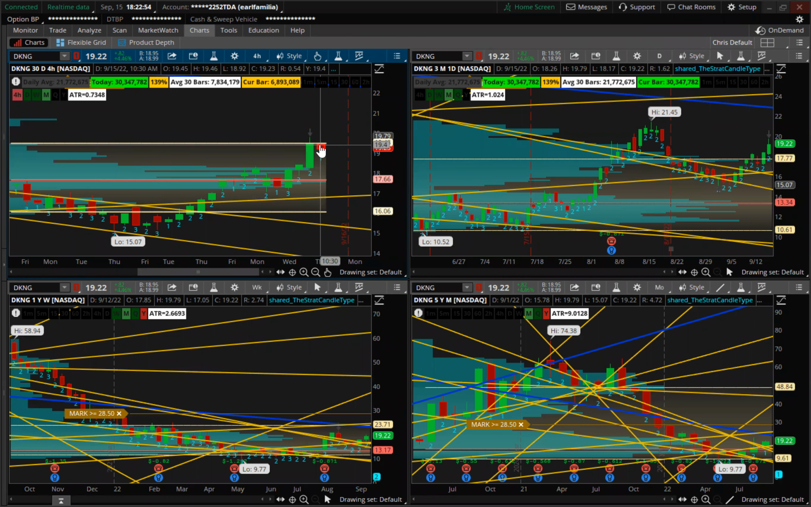But this one looks like it's been moving in force for a little while. And yeah, I mean, this one potentially could be one to give us a good move tomorrow, just based on how the price action has been moving.